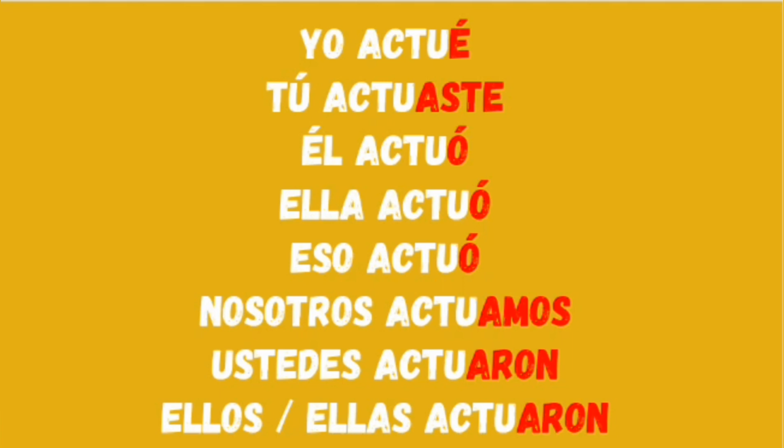If you want to say he acted, then you have to say él actuó. To say she acted, you have to say ella actuó. To say it acted, you have to say eso actuó. To say we acted, you have to say nosotros actuamos. To say you acted in the plural form, then you have to say ustedes actuaron.